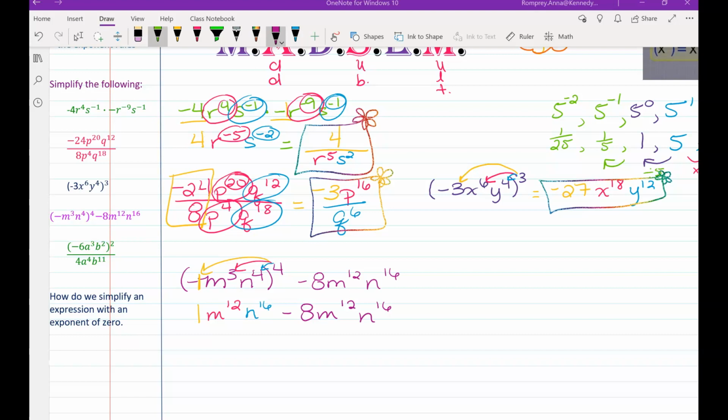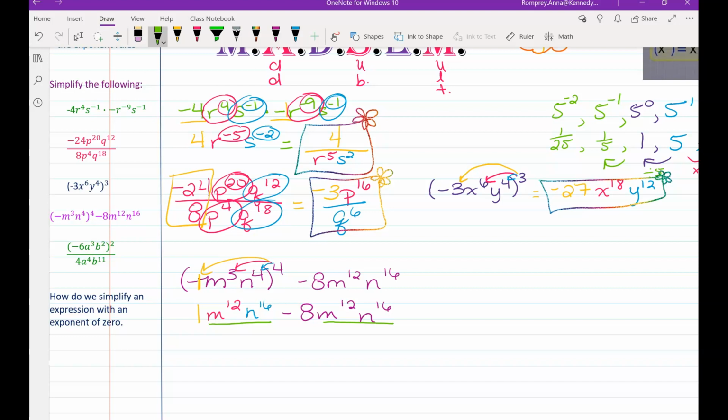Now I threw something in extra, so I didn't want you to freak out. When you have an operation of adding and subtracting, you've got to look at, are they like terms? And that's all about the bases and the exponents. So we have 1 m to the 12th, n to the 16th, minus 8 m to the 12th, n to the 16th. Because these both have the same base and exponent, we can combine these two terms.